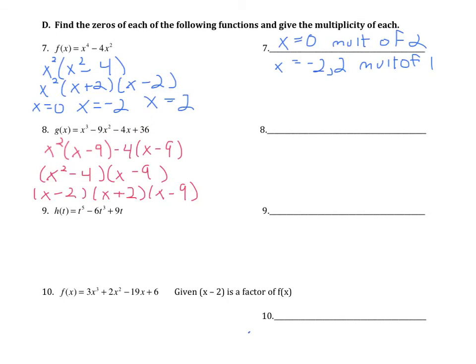So I get 3 solutions here, and they all have a multiplicity of 1 since I only got them one time. So 2, -2, and 9. And they all have a multiplicity of 1.